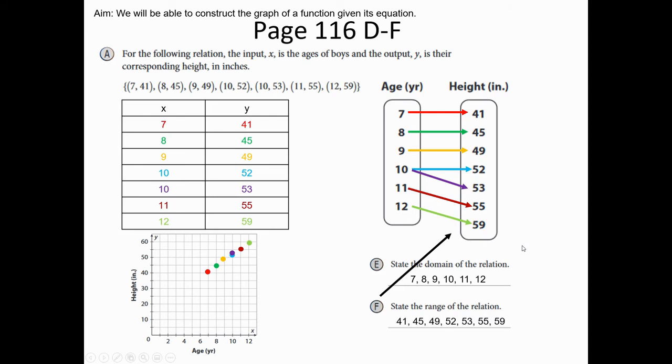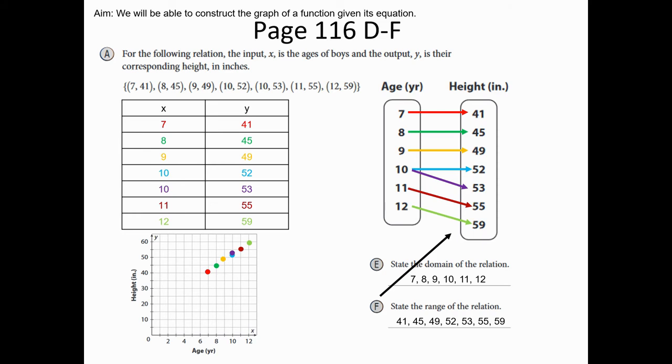Now, here's the thing, guys. Despite us representing this relationship between age and height, this actually is not a function. And that's because of this situation right here. A function is something that for every input, there is one output. If you ever have an x value with two different outputs, 10 gave me a 52 and a 53, then it is not a function.